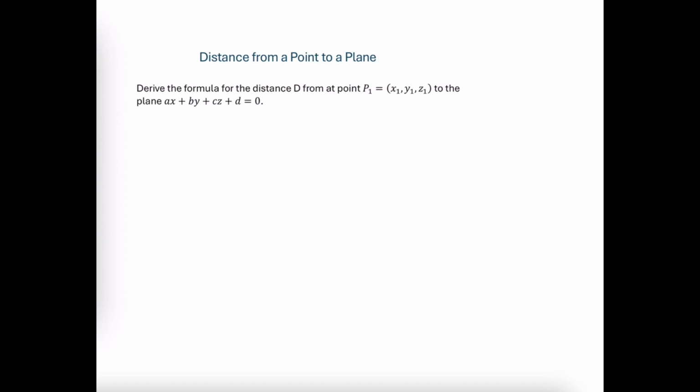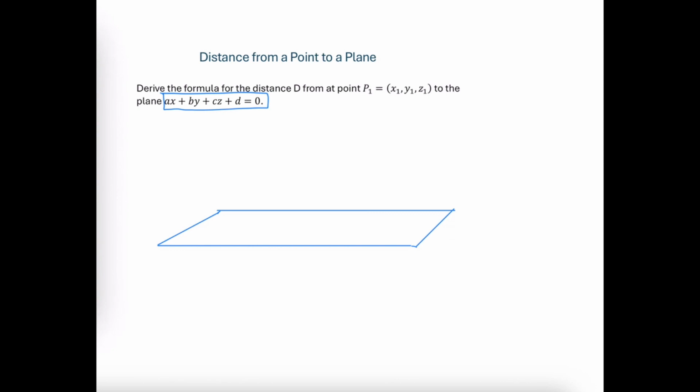In this video, we're going to derive the formula for the distance from a point to a plane. So this is an arbitrary plane, and we're assuming that the equation that represents the plane is ax plus by plus cz is equal to d. This is a linear equation in 3 dimensions.